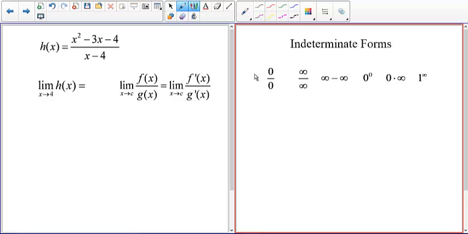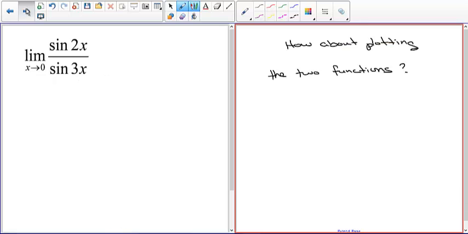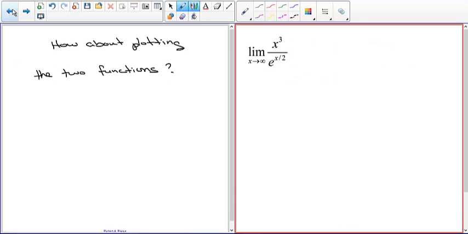For example, let me just find one, and we're not going to solve it, but I'm going to show you this one. If you took the limit as x goes to infinity of x cubed over e to the x divided by 2, you would have infinity over infinity if you plugged infinity in there. So that is also an indeterminate form, which can also be addressed using L'Hopital's rule.